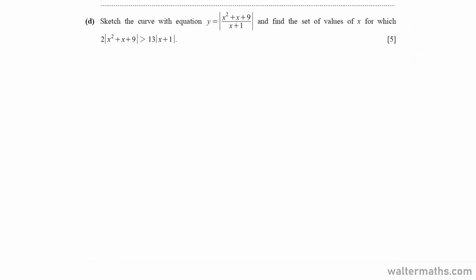So on part D, it goes, sketch the curve with the equation y is equal to mod x squared plus x plus 9 over x plus 1, and find the set of values of x for which 2 of mod x squared plus x plus 9 is greater than 13 mod x plus 1. Alright, so this is a modulus graph.